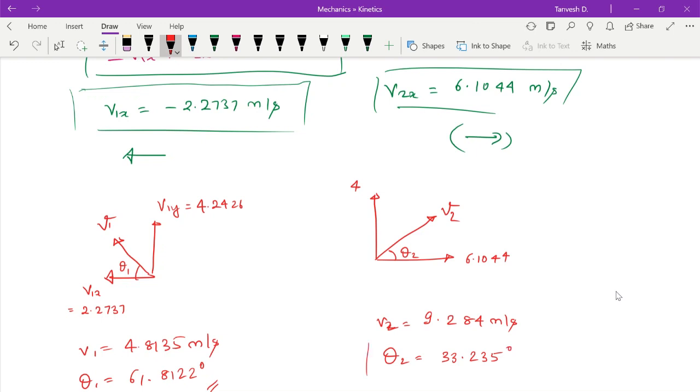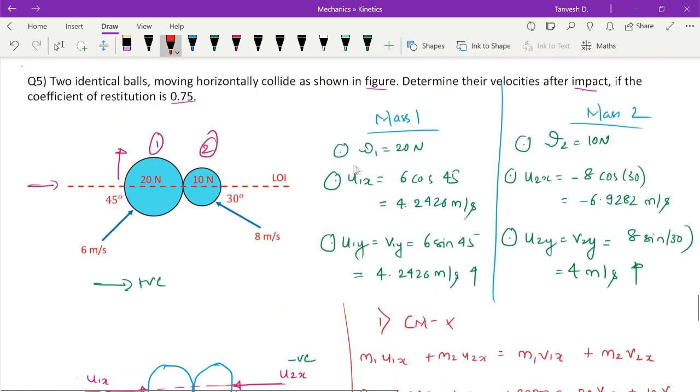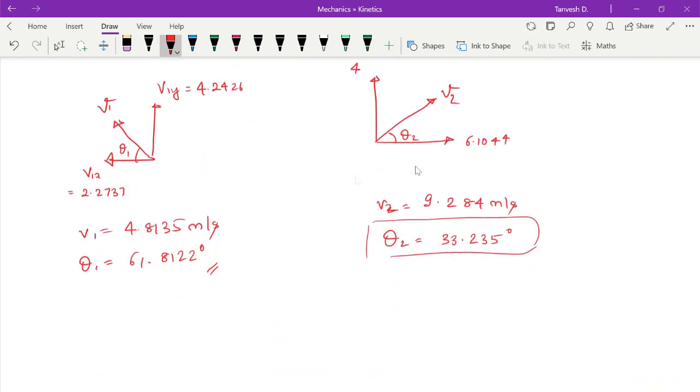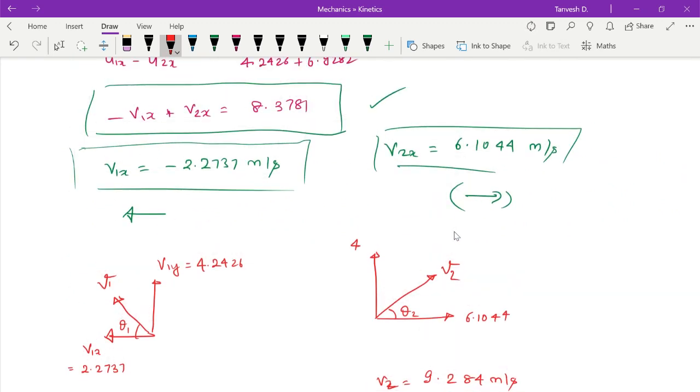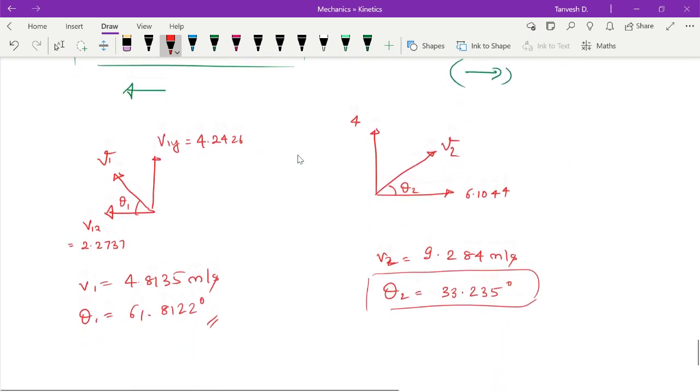degrees. Okay, so what this means is that when these spheres collide in this oblique manner, sphere 1 will move in this direction with a speed of v1 and sphere 2 will move in this direction with a speed of v2, and the angles are 61.8122 and 33.235 degrees respectively. Okay, let us move to the next numerical.